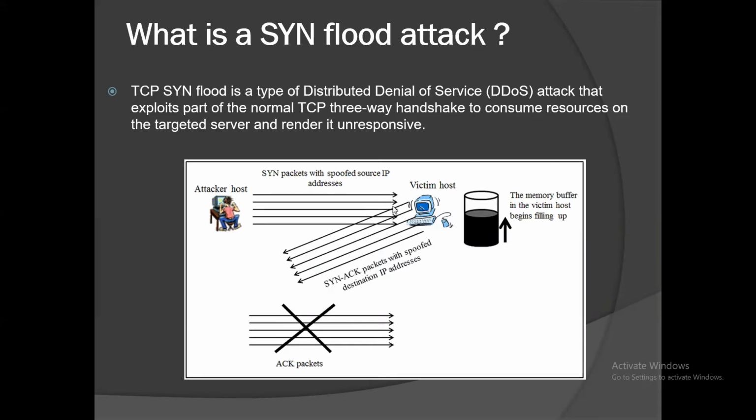A SYN flood attack works by exploiting the handshake process of a TCP connection to create a denial of service. An attacker exploits the fact that after an initial SYN packet has been received, the server will respond back with one or more SYN acknowledgement packets and wait for the final step in the handshake.